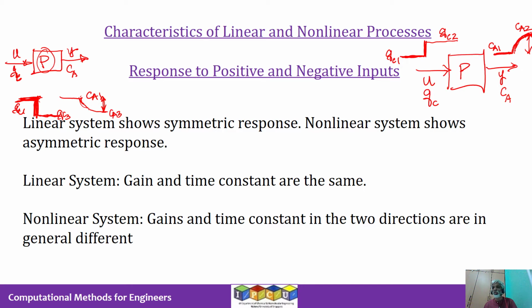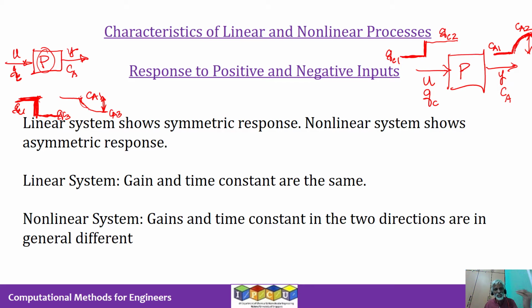Linear systems will show this kind of a symmetric response, whereas a nonlinear system will show an asymmetric response. That means on one side, if you bump the input up, that means a positive step change, the output will change by a certain amount. And if you have the same magnitude but a negative change in the input, the output will change by a different value, right? So the amount of change that the system undergoes can be quite different, right? The way it reaches the value also can be quite different, as you will see in the illustrations later.